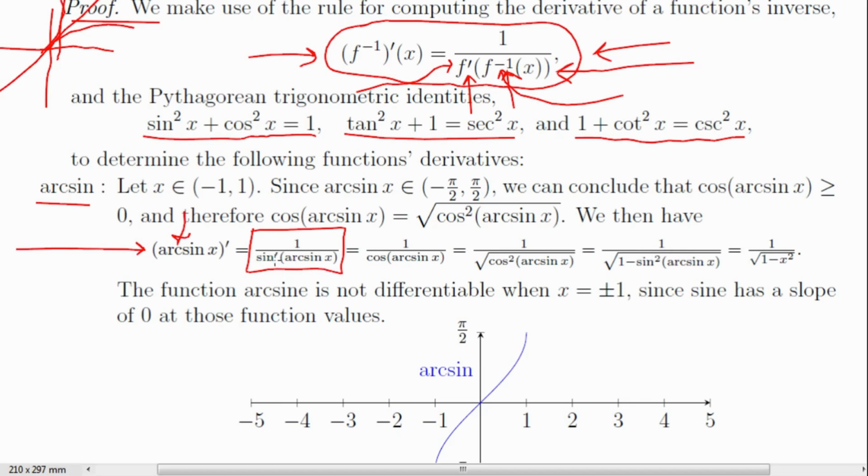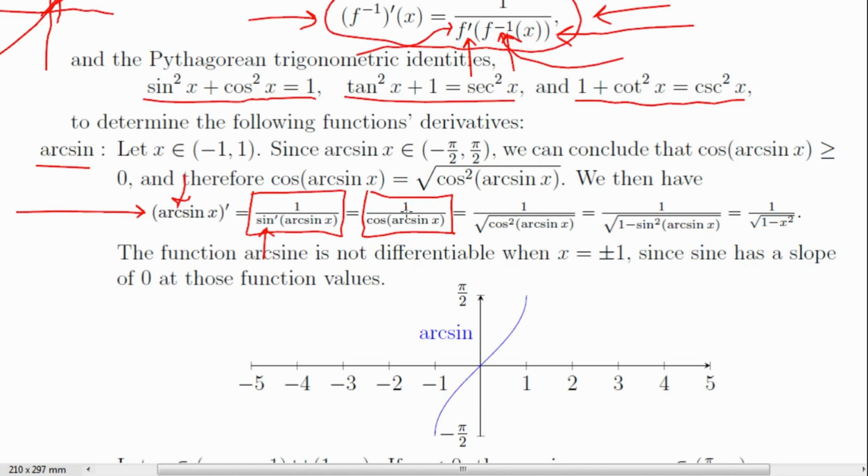But we do know what the derivative of sine is. We know that that's cosine, so we can go ahead and sub that in as well. And at this point we could say we're through. That is the answer. The derivative of arcsine of x is just 1 over cosine of arcsine of x. But if we want to know the answer in terms of x and not just in terms of arcsine of x, we can continue.